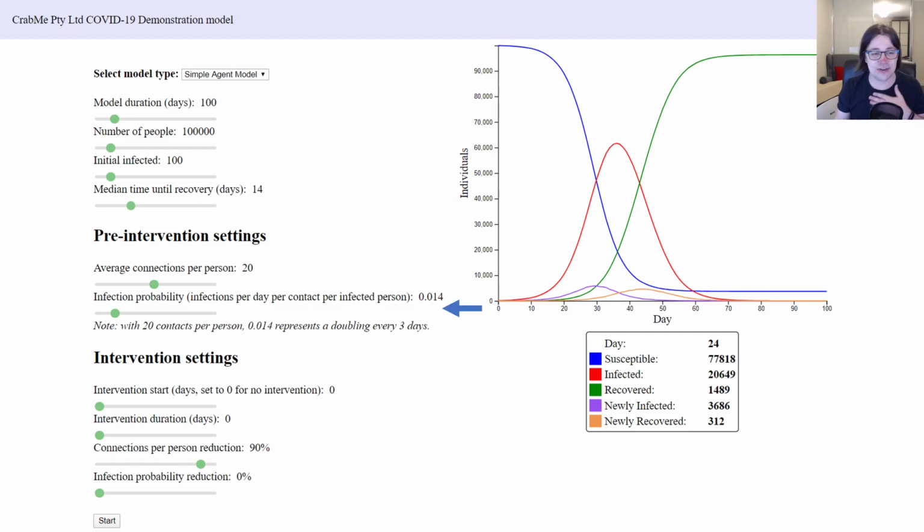And so that's this value here. And so I've adjusted those levels until a person with 20 contacts per person, if they infect 0.014 people per day, that represents a doubling of the number of people in the population every 3 days. So it's exactly the same model in that early stage of the epidemic. It should behave exactly the same way if both models represent the same thing, but they don't.